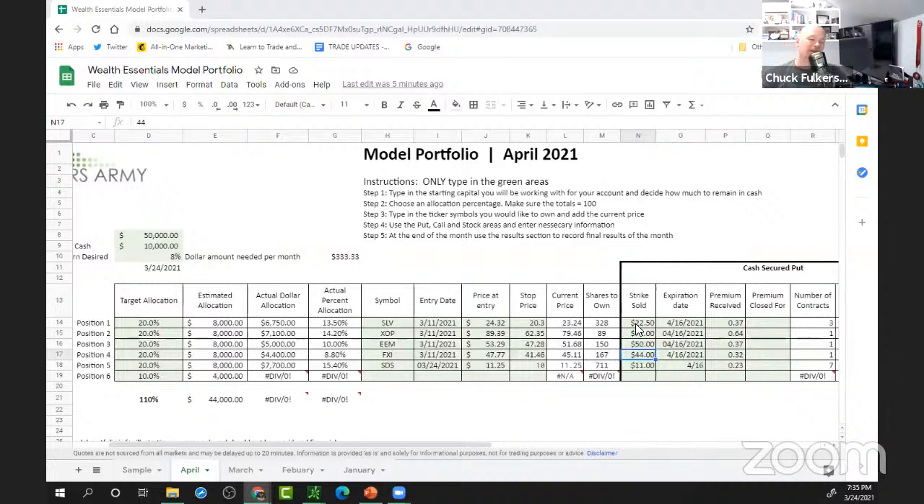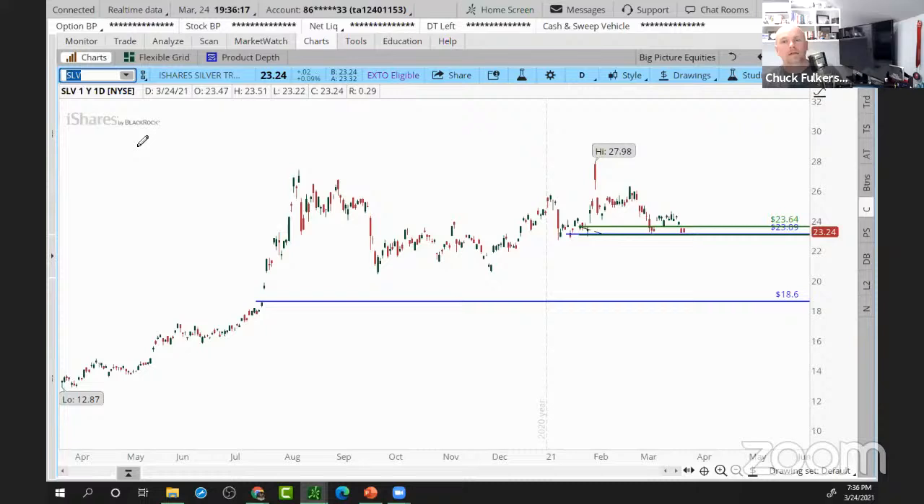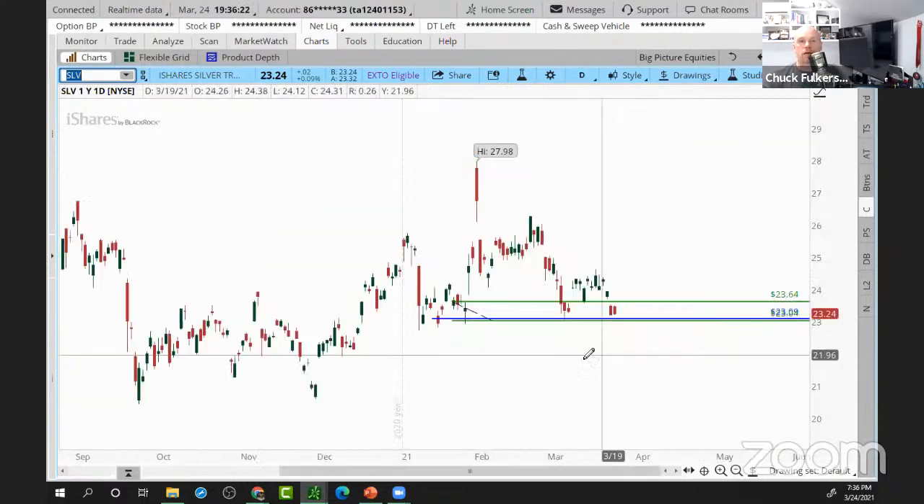All right. So when I'm looking at maybe I want to change one of these positions, how do I adjust it? We're going to use SLV as our example right now. We sold the 2250s in SLV for our model portfolio. And looking at SLV, we are sitting right at our demand area. So if price breaks below here, I think there's a really good chance that we're going to have to roll this position down and out.